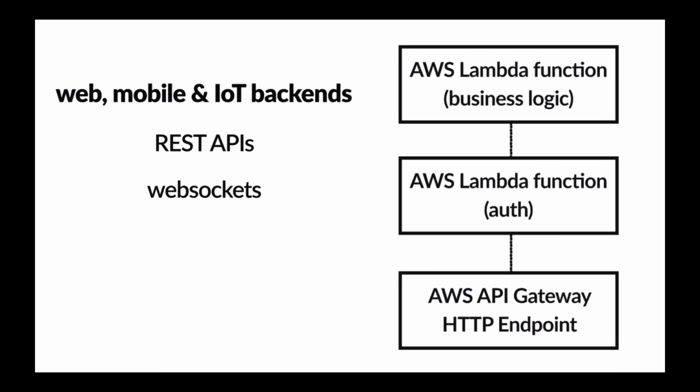So use cases, what can you do with this thing? Our biggest use case are backends for web, mobile, and IoT applications. So this is what we see most people doing with the Serverless Framework right now. And what this looks like for a REST API over here in this diagram is that you'll have a Lambda function which contains your business logic. For example, it saves a user to a database.